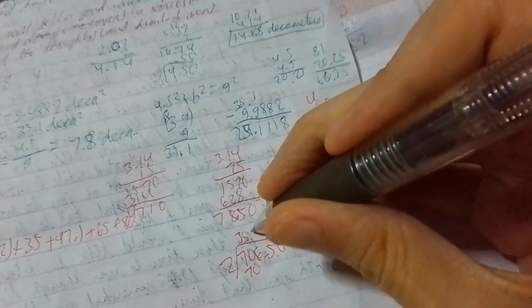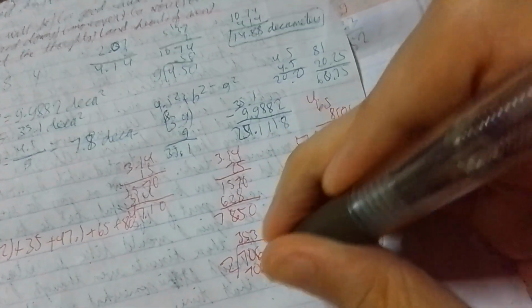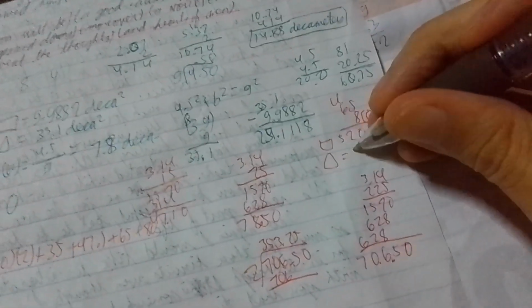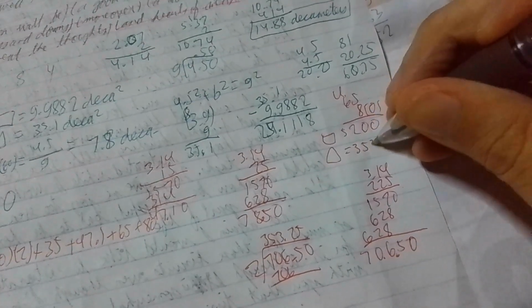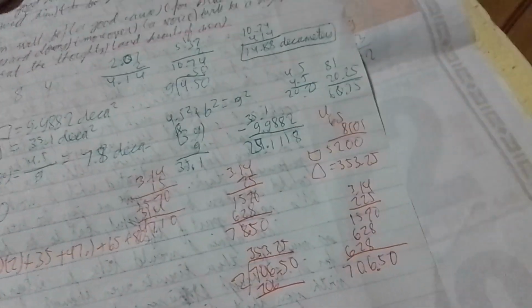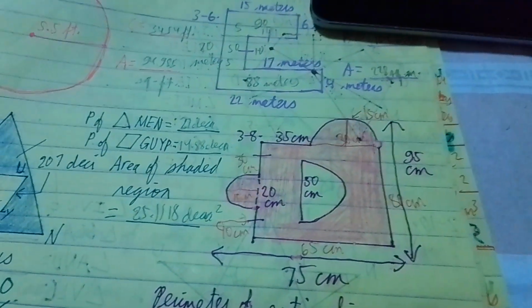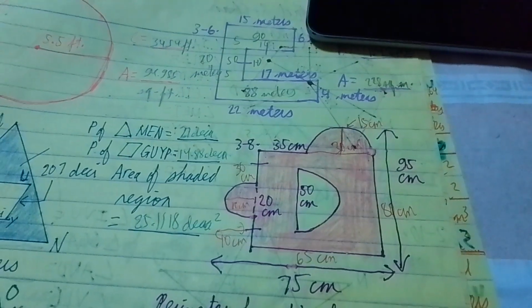353. Yes. So it's supposed to be 353.25. Then the last one is 3.14. Remember, 10 squared is 100. So 3.14 times 100 is 314. So that's quick.